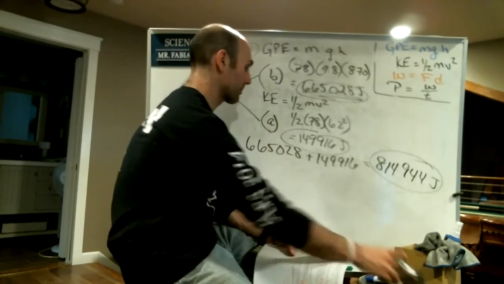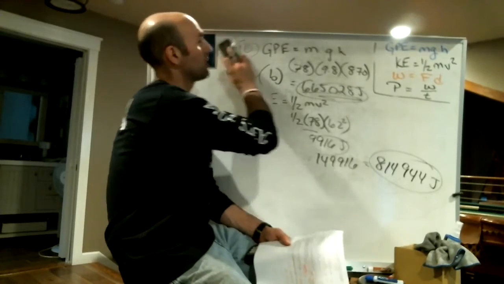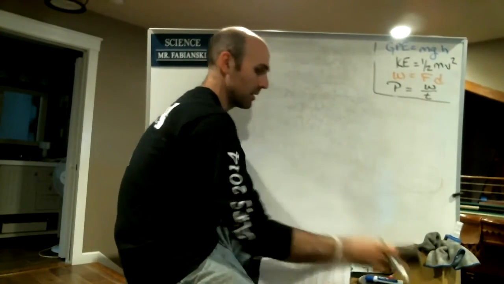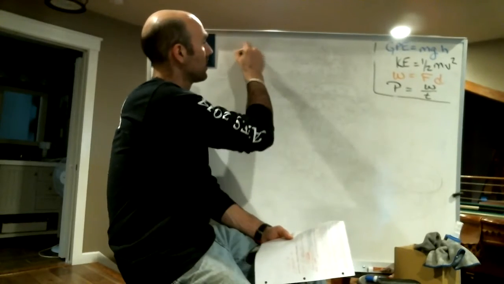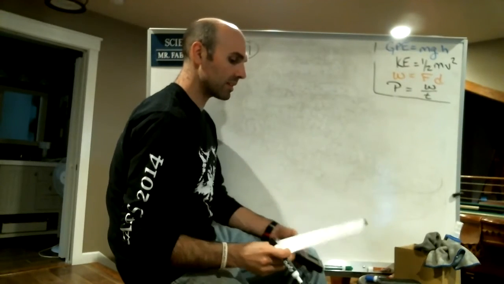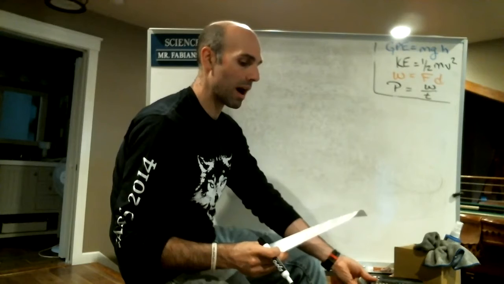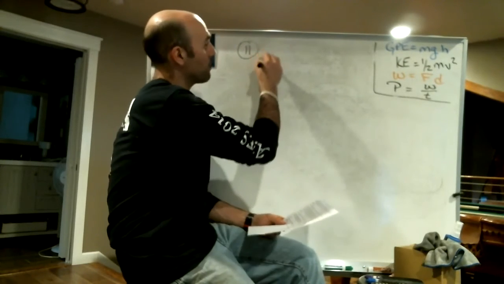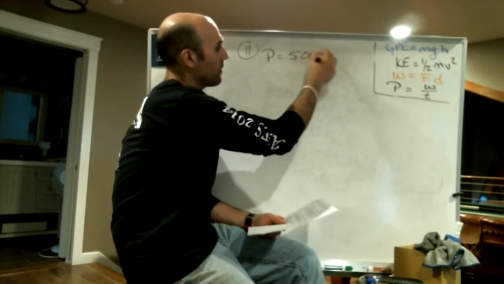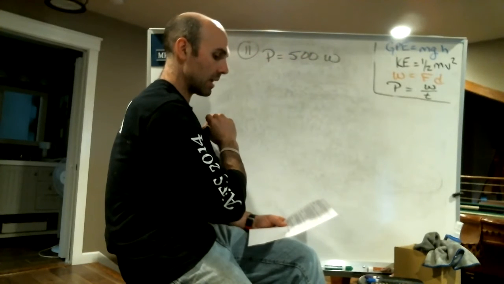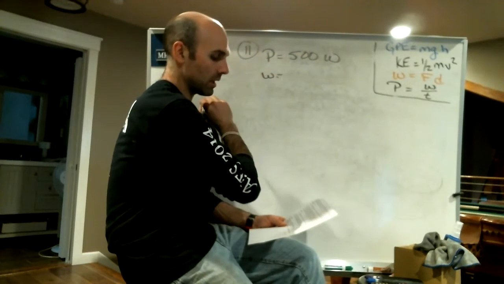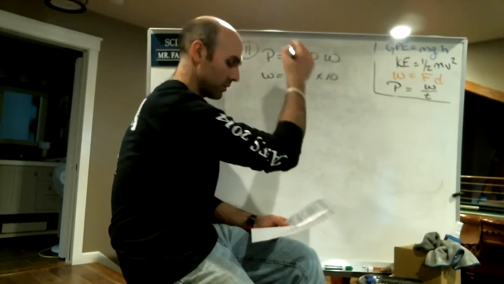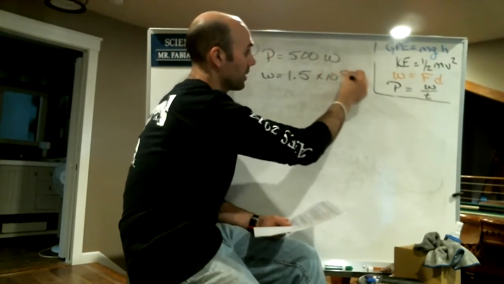All right. We're almost there, guys and gals. Number 11. How long would it take a 500-watt electric motor to do 1.5 times 10 to the 5th joules of work? So we have power as being 500 watts, and we have the work as being 1.5 times 10 to the 5th joules.